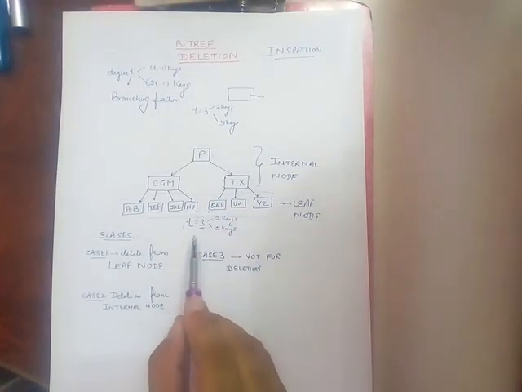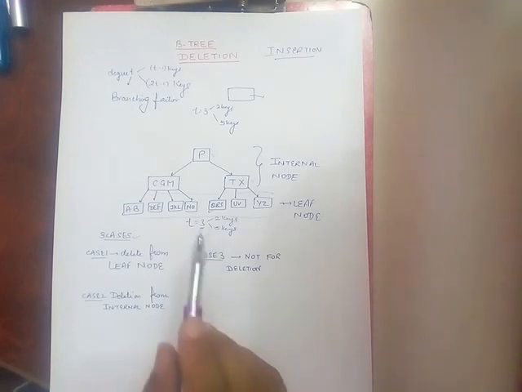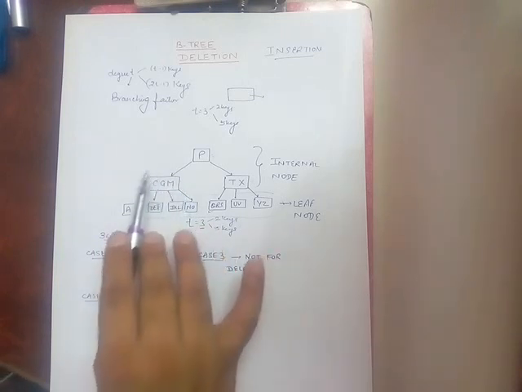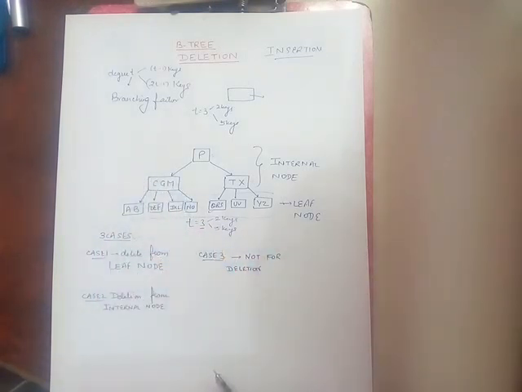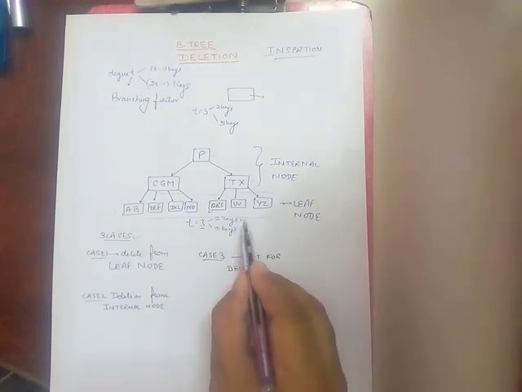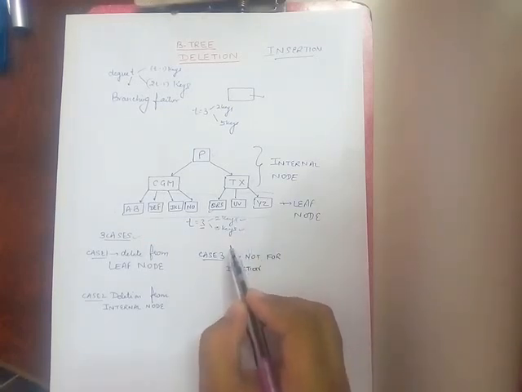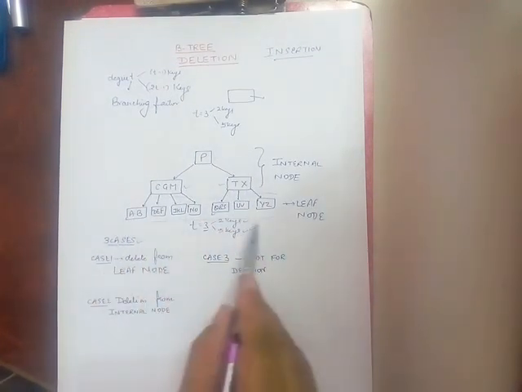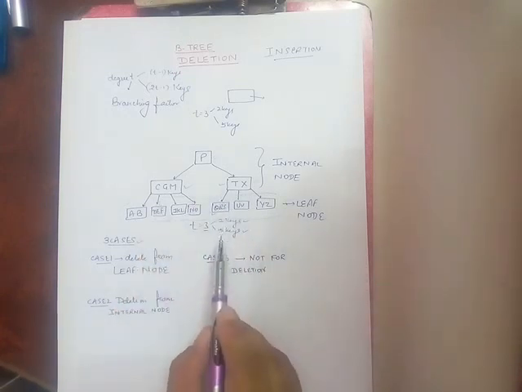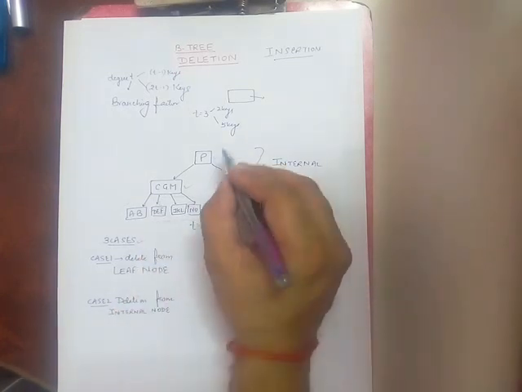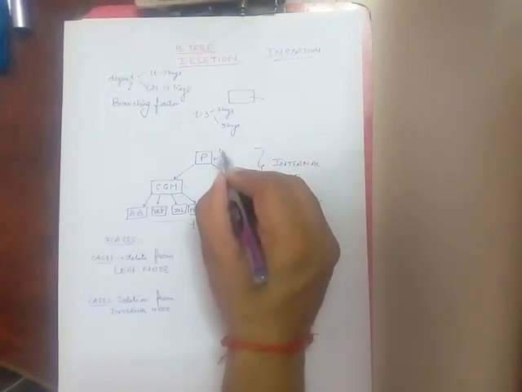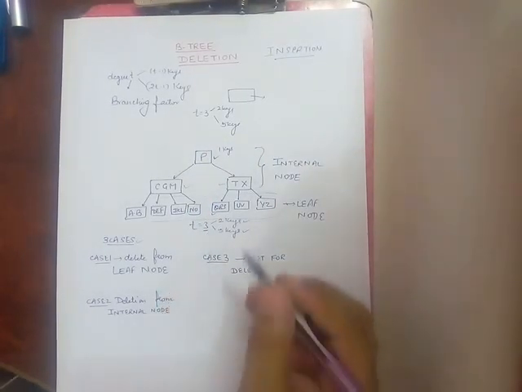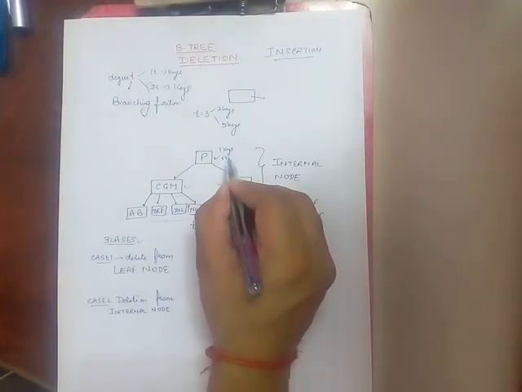What I am trying to say is that if we consider a B tree of degree 3, then any node except the root node has a minimum of 2 keys and a maximum of 5 keys. That means all the leaf nodes we are considering could have a minimum of 2 keys and a maximum of 5 keys. But in the root node, the minimum number of keys could be 1 key. If we consider degree 3, the maximum number of keys could be 5 keys.